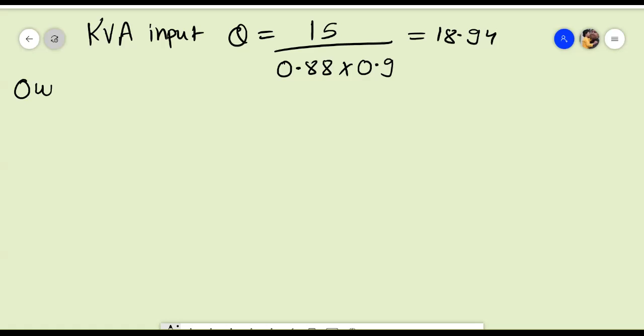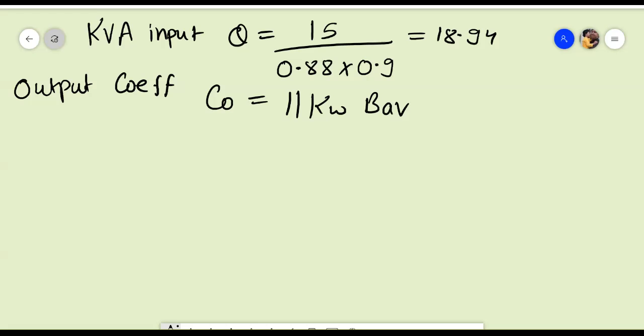The output coefficient can be given by C naught, which is equal to 11 times the winding factor Kw, multiplied by the specific magnetic loading, multiplied by the specific electric loading AC, multiplied by 10 to the power minus 3.